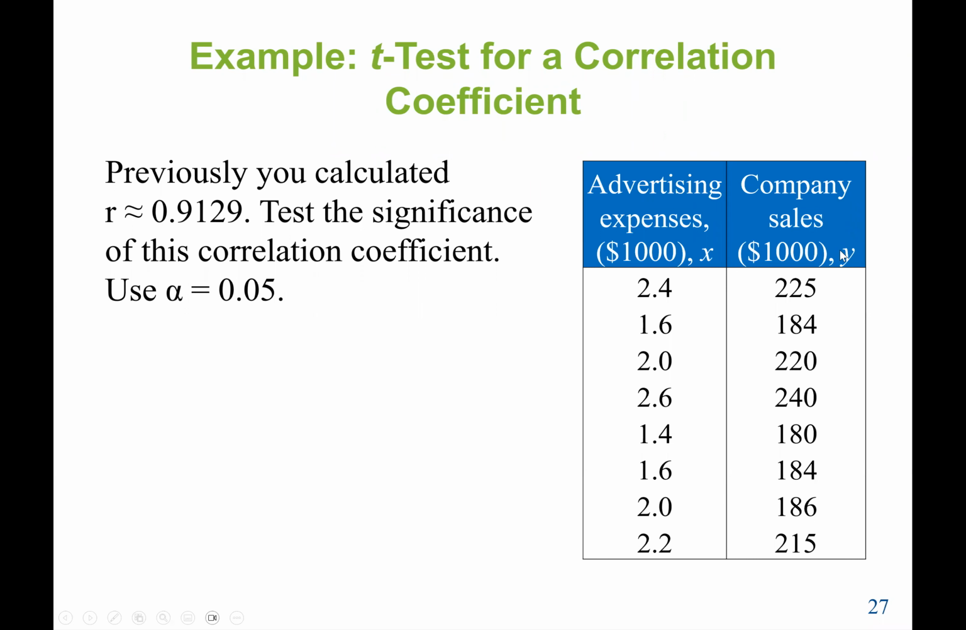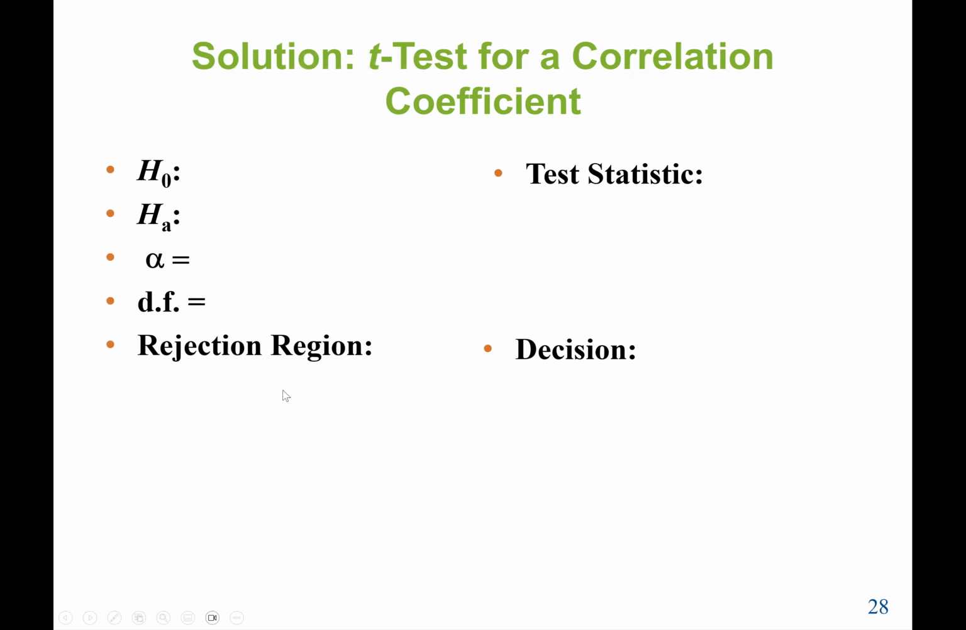We know from this example previously, the r value is 0.9129. We are going to use the alpha value of 0.05. So first thing we need to do, state our H0: rho is equal to 0, H_A: rho not equal to 0. Alpha is given to be 0.05. The sample size is 8, so degrees of freedom will be 8 minus 2, which is 6.